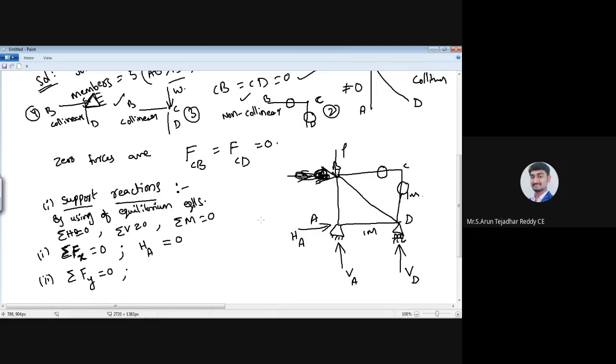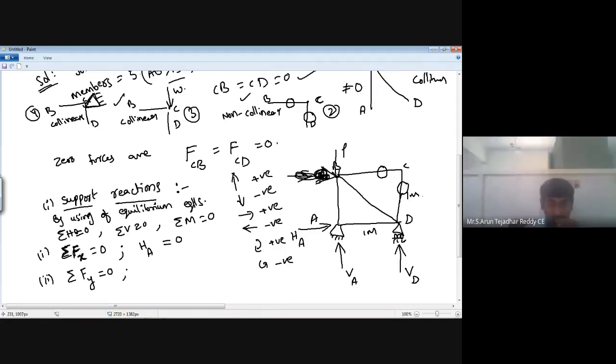Before starting this problem, I already informed you: upward forces take positive, downward forces take negative, right side forces take positive, left side forces take negative, clockwise positive, anti-clockwise negative. In the summation of Fx equal to 0, the horizontal force direction is right side, so right side positive. So HA is positive, equal to 0.